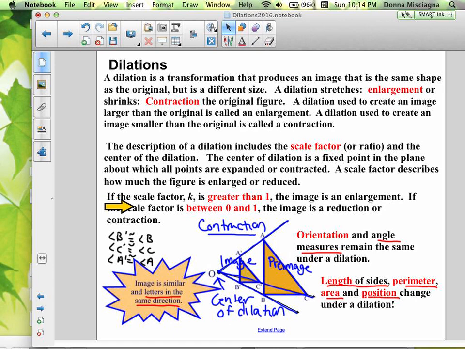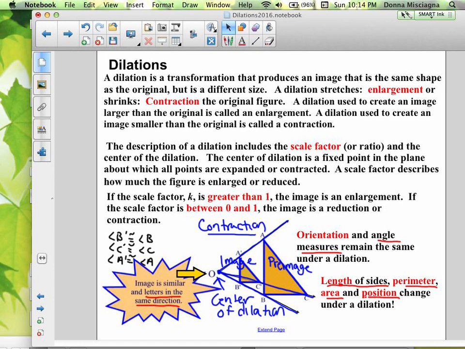All right, so this one here happens to be a contraction. I believe this is in your notes as well. And we can tell because notice that the image is smaller. Right? So here's our pre-image. There's no prime marks. Here's the image. Since it's smaller and closer to the center of dilation, oh, there is the center of dilation, then we know that that has to be a contraction. Right? Our image got smaller.